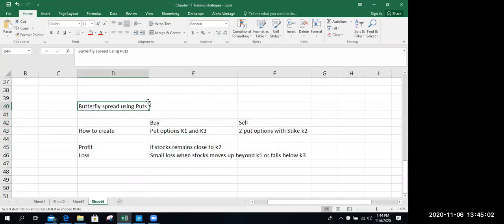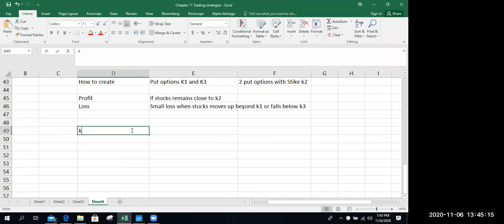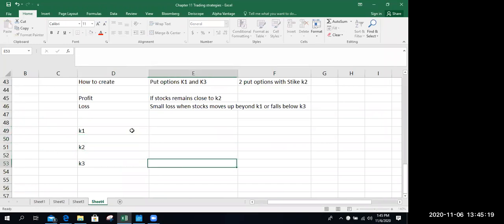So what is butterfly spread with puts? How do you create it? Buy two put options at K1 and K3 and sell two put options at K2. So once again, K1, K2, K3. So same thing. So let's go a little deeper. 350, 400, 450.